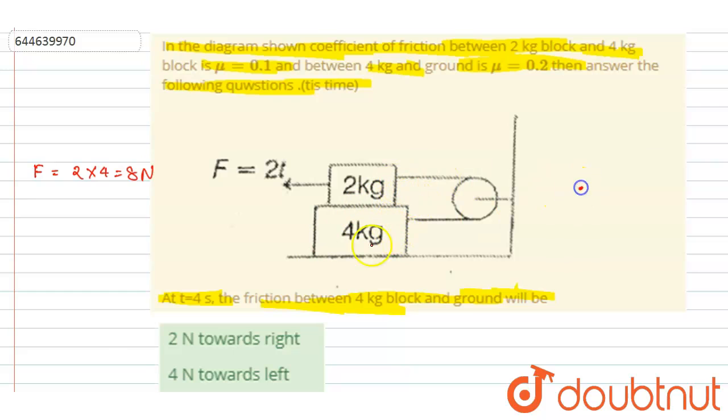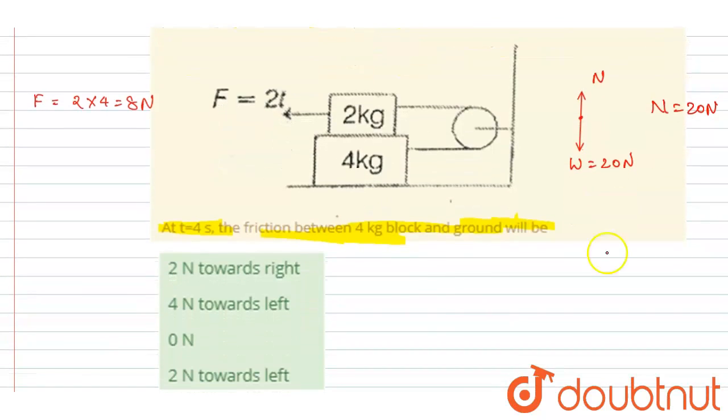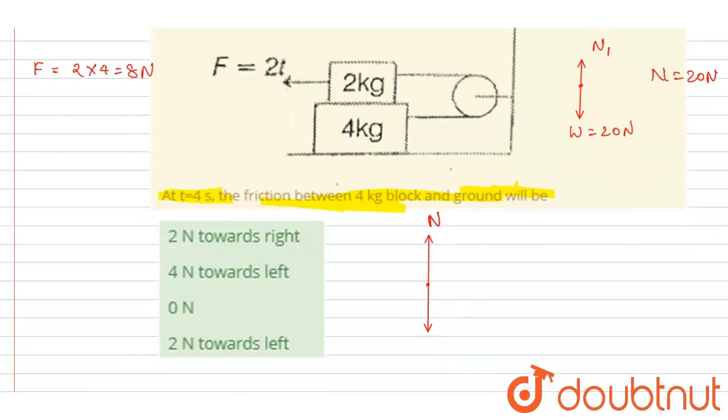If you see the 2 kg block, on the 2 kg block in upward direction, the normal reaction will be balanced by the weight in downward direction, that is 20 Newton. So I will write the normal reaction is equals to 20 Newton. And on the 2 block system, the normal reaction will be, let's say I say this N1 and this is N2.